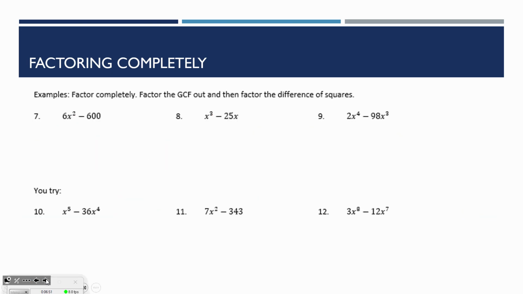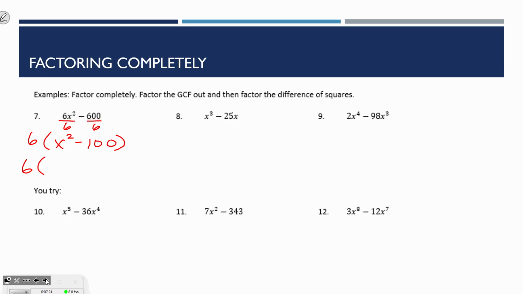Okay, let's look at these. So sometimes you might have a greatest common factor, and then you might be able to factor a difference of 2 squares. So number 7, you might notice that your greatest common factor is a 6. And so I'm going to factor that out first. And then I'm going to look at what's left in parentheses. That to me looks like a difference of 2 squares. Remember, it's a difference because there's a minus in the middle, and x squared and 100 are both perfect squares.